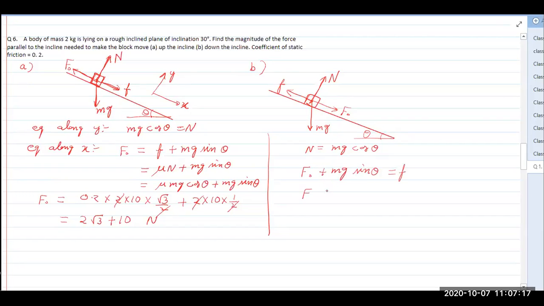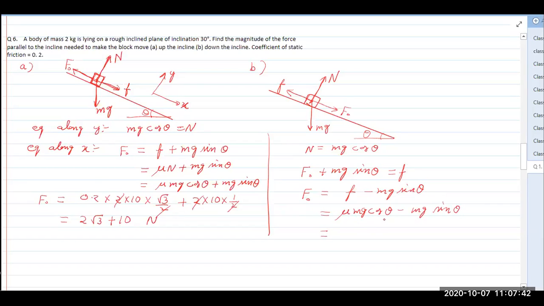F0 is coming as friction minus mg sin theta. But in this case, you can have mg sin theta greater than friction. In that case, you need not apply any external force. It will slide by itself. So F0 is mu mg cos theta minus mg sin theta. This is the answer in the form of an expression.